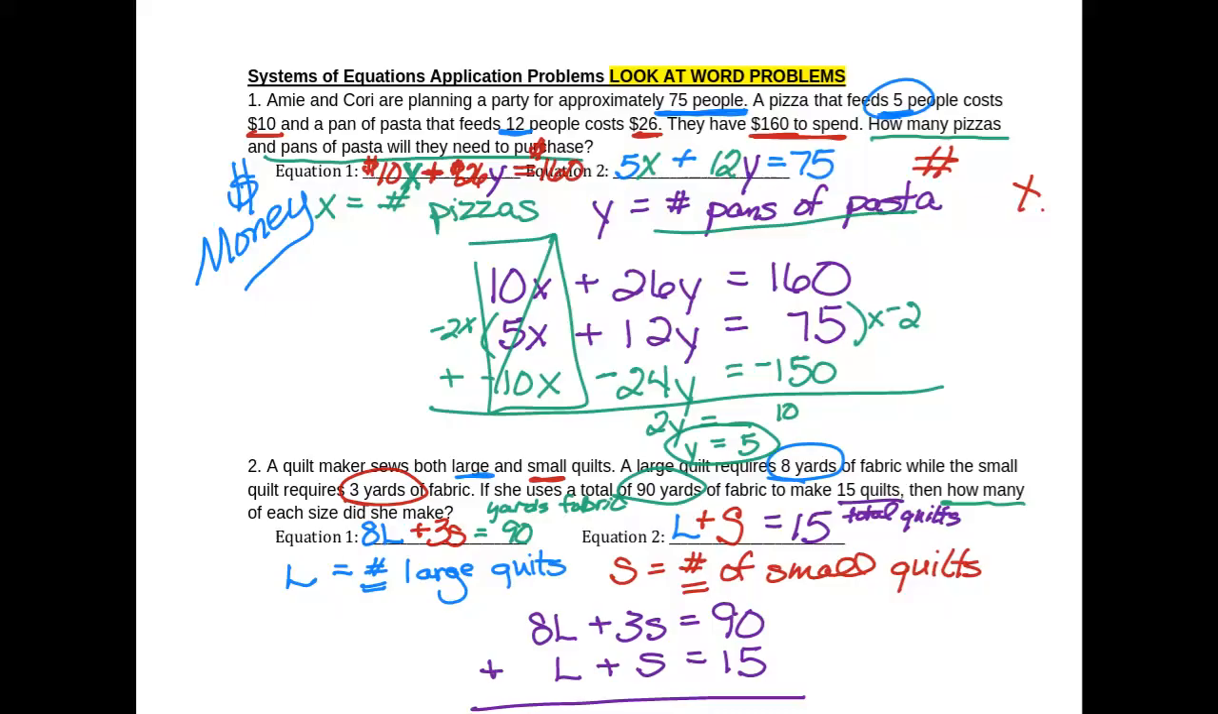So 5 pans of pasta. That is the first number that I need. Now, once I have that 5, I'm going to substitute that back in. And I'm going to pick the one that has the smaller number or coefficient in front of the y. So I'm talking about this one. My choices are 12 times y or 26 times y. So I am going to pick this equation to substitute 5 into.